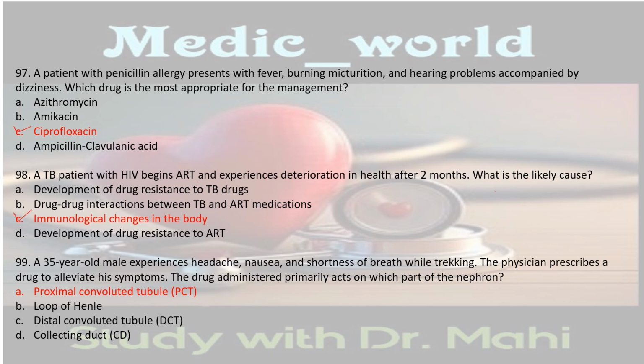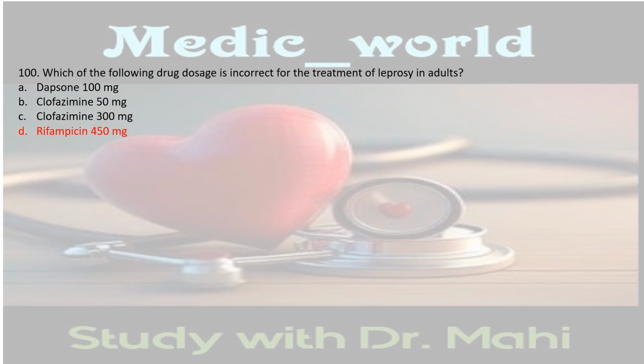A 35-year-old male experiences headache, nausea, and shortness of breath while trekking. The physician prescribes a drug to alleviate his symptoms. The drug administered primarily acts on which part of the nephron? The drug administered here is acetazolamide and it acts on the proximal convoluted tubules. So the answer is PCT.